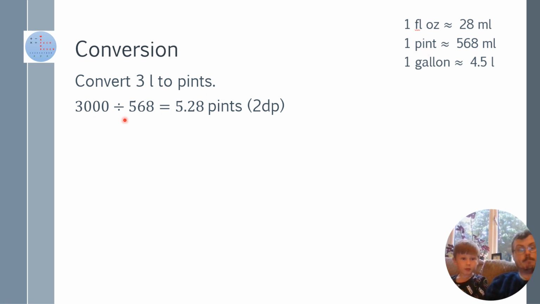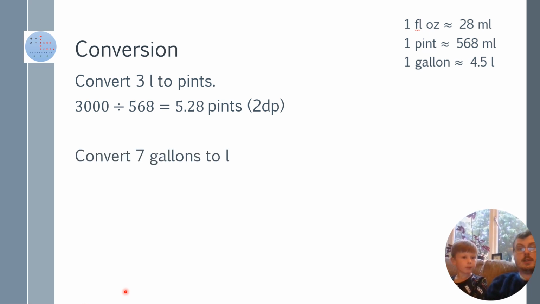And if you do this in your head, you can estimate it being about 5 to 6 pints. That's right. So 3,000 divided by 500, for example, and you're not going to be too far off. Or you can round that and do 3,000 divided by 600. That works as well.